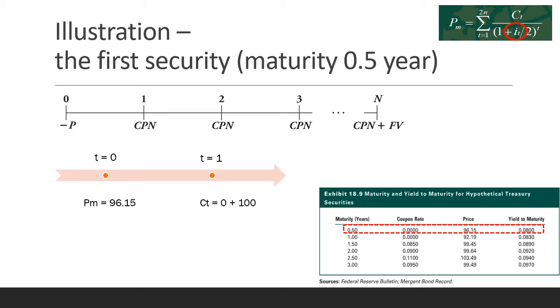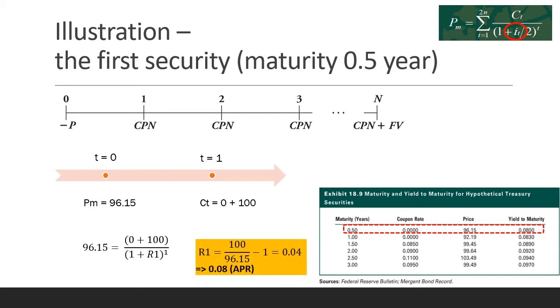Then, plugging numbers, we see an equation with one unknown variable, R1, which refers to the 6-month SPAR rate. You can easily work out the solution. R1 is equal to 0.04, not the answer though, because in the end, answers have to be annualized. We need to adjust for the frequency, and so the answer is 0.08.